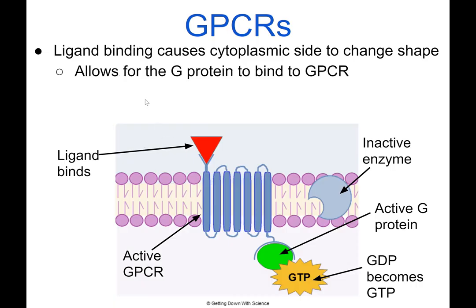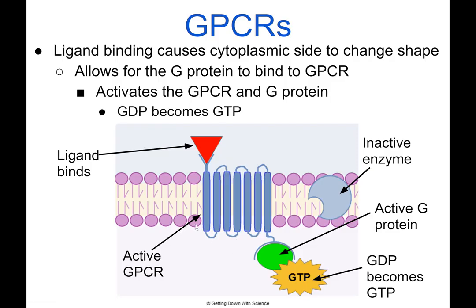This activation, where we changed the shape, allows the G protein to bind to the GPCR. So now the G protein is bound to this GPCR molecule. That activates the GPCR and the G protein. So this is now active. And in this process, GDP becomes GTP. Just like when we go from ADP to ATP, it's the same phosphorylation process.